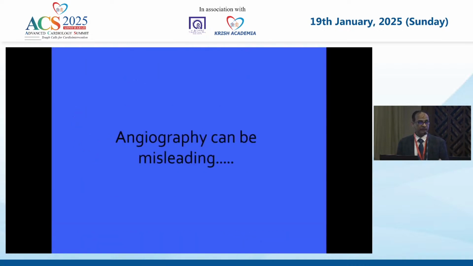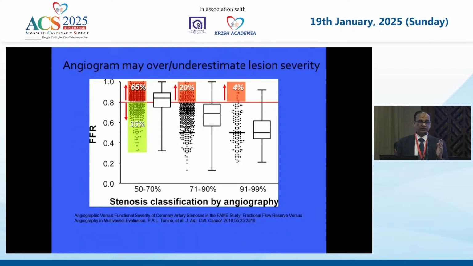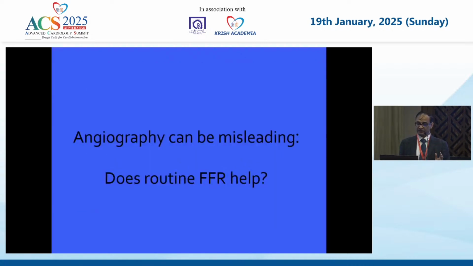It guides the diagnostic and the procedure itself. Now, we know that angiography underestimates or overestimates the severity, and this is drawn from FFR studies which looked at what happened when the stenosis was, say, 91 to 99%. 4% of these were still non-obstructive. When it was 71 to 90%, 20% were non-obstructive. And even more interesting, when it was 50 to 70%, actually 35% of these were obstructive. That means even in patients in whom we label 60% stenosis, nearly 1/3 of these are actually stenotic and causing ischemia. So this leads to reclassification.